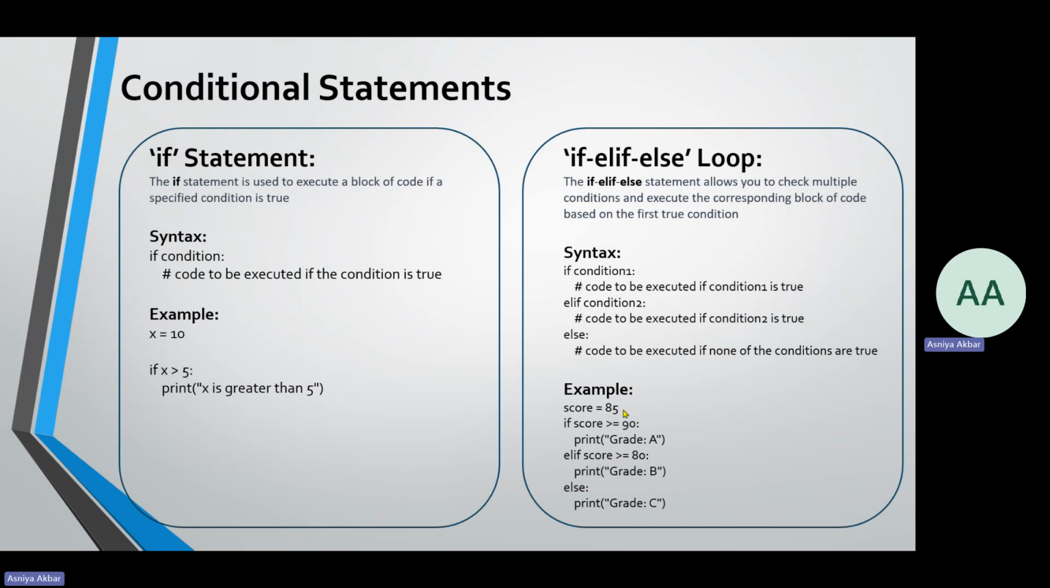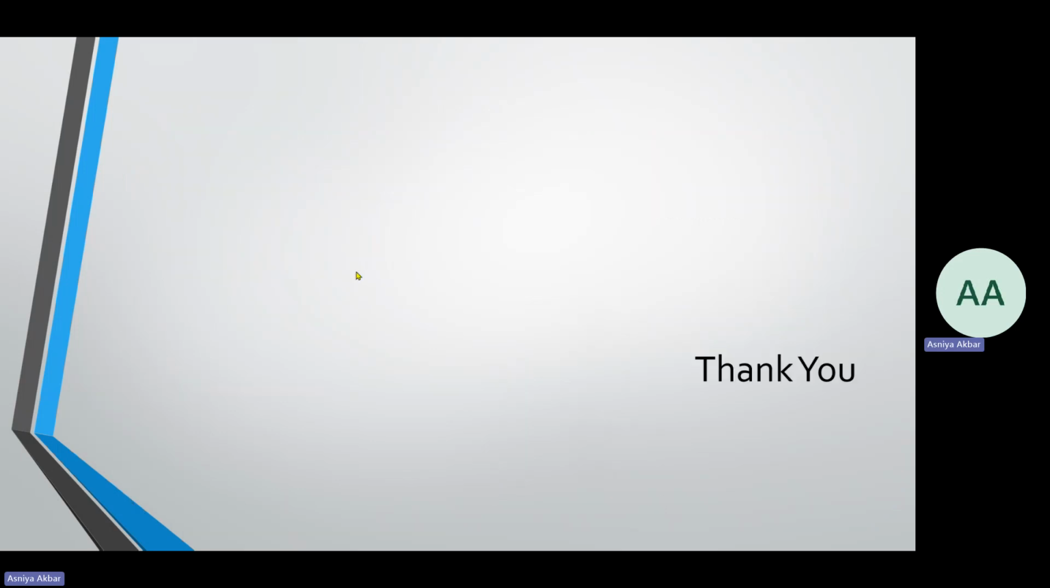So here you can see the score is 85. If the score is greater than or equal to 90, grade A will be printed. This is false. Again, is it greater than or equal to 80? So 85 is greater than 80. So the output would be grade B.